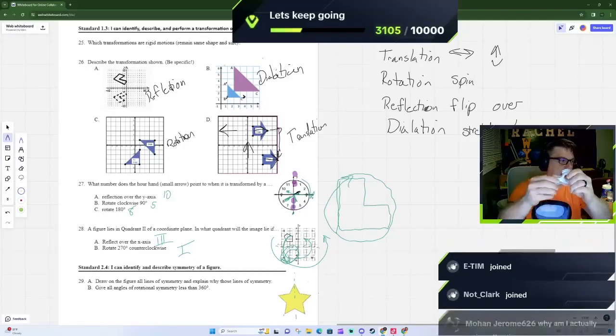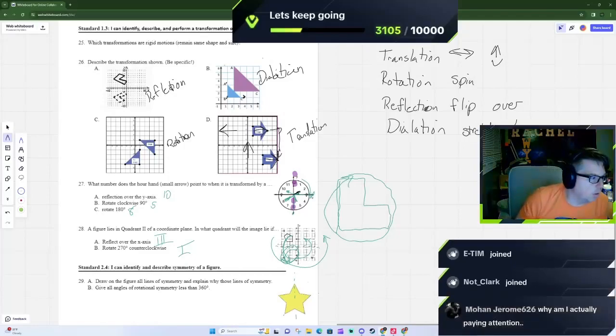So this one has no rotational symmetry. Why am I actually paying attention? Because this is great information for you to know.